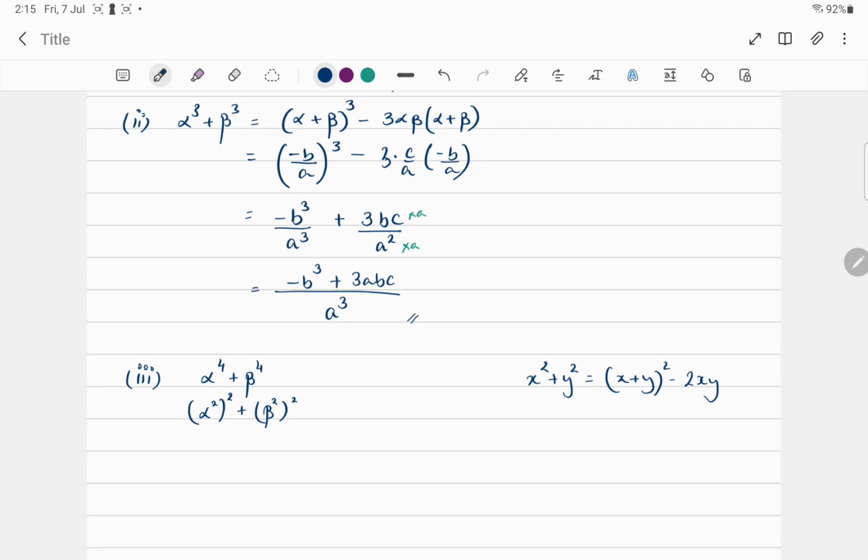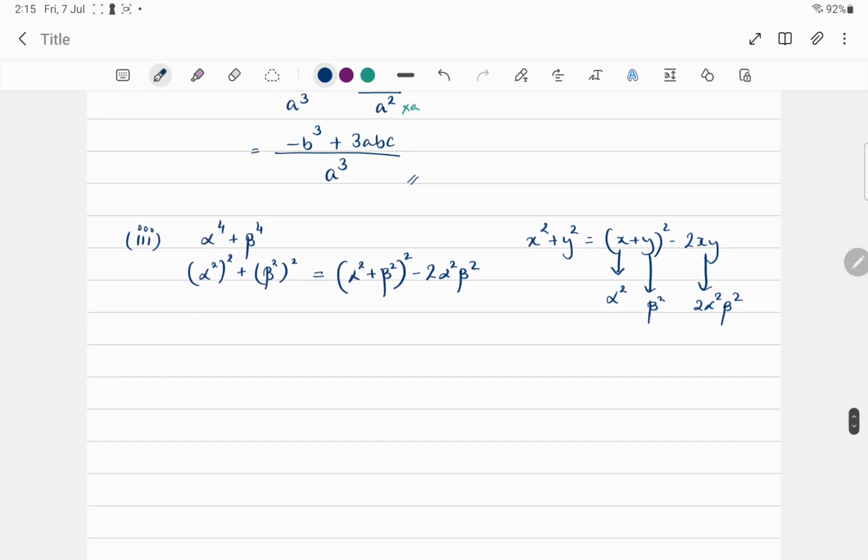All right, so here we can write this as, so x in this space is alpha squared, y is beta squared. So this is going to be 2 alpha squared beta squared. So we have (alpha squared plus beta squared) whole squared minus 2 alpha squared beta squared. Okay, now this bracket here is still alpha squared plus beta squared.